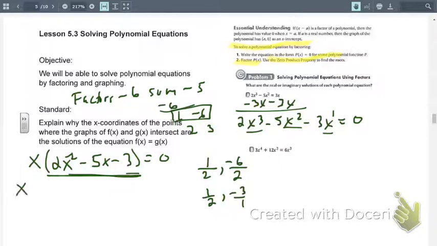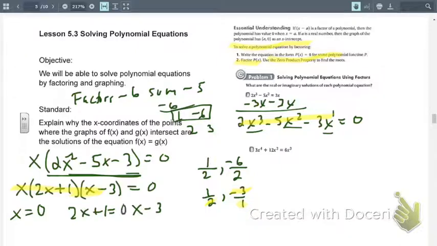Alright, so we're going to rewrite x times, we take that number, pair it with an x, so 2x plus 1, and then 1x minus 3 equal to 0. Okay, so right here, we wrote the equation in the form p of x equals 0. Here we've factored, and now we're going to use the zero product property. We're going to set everything equal to 0, so all three of these factors equal to 0, and we're going to solve.